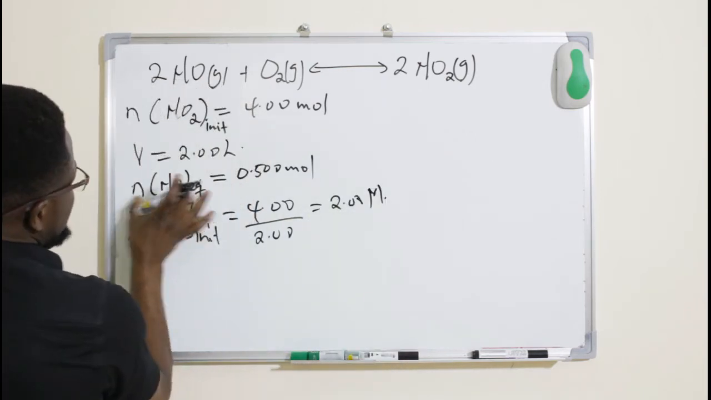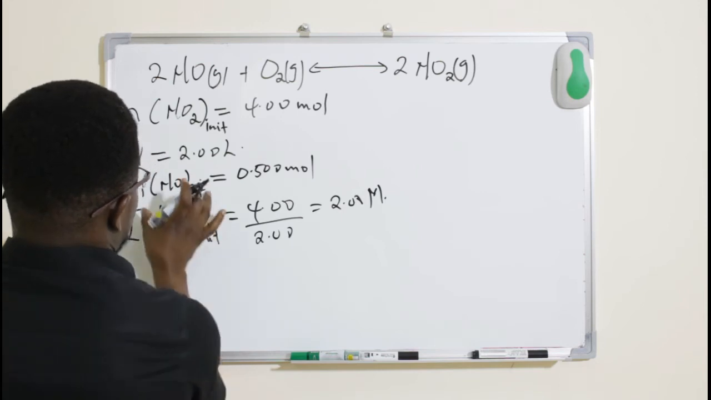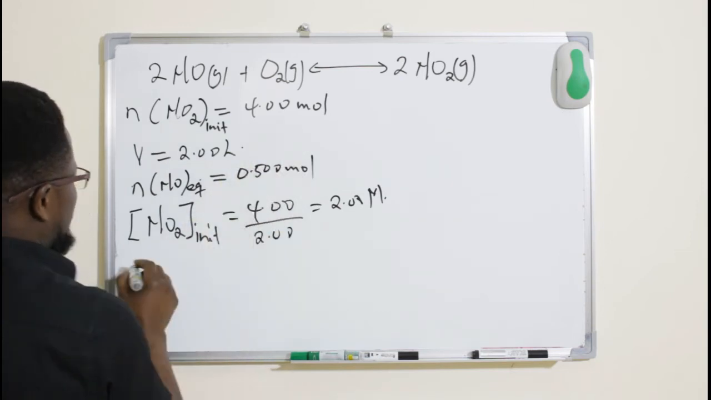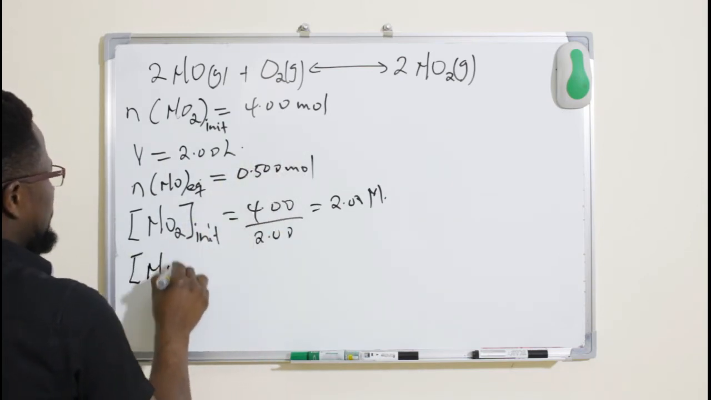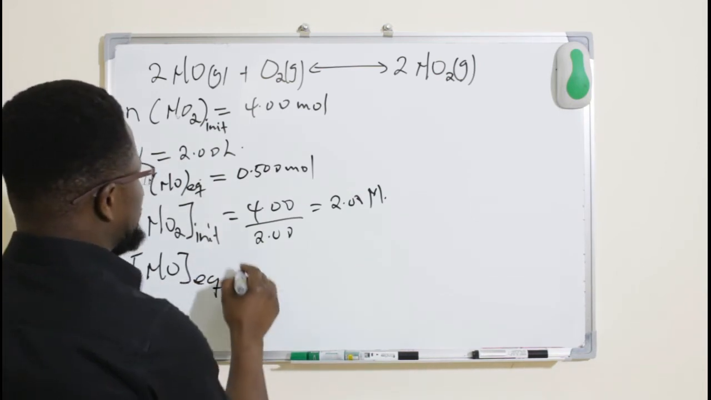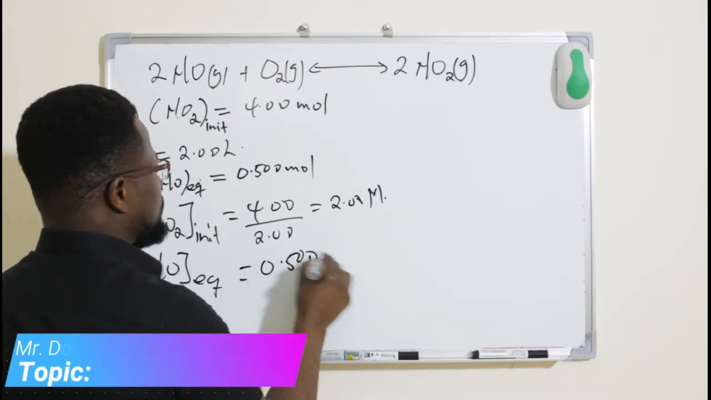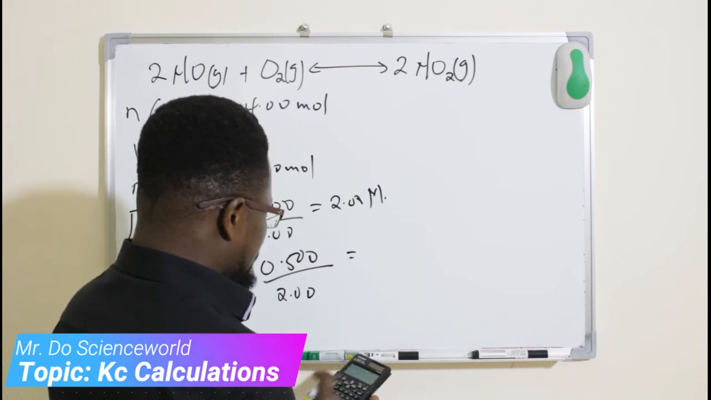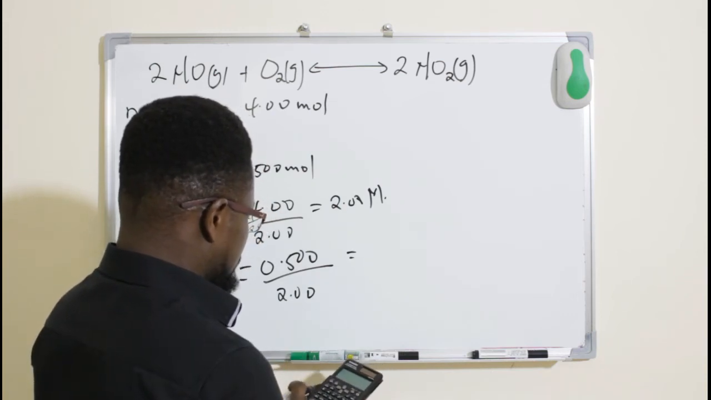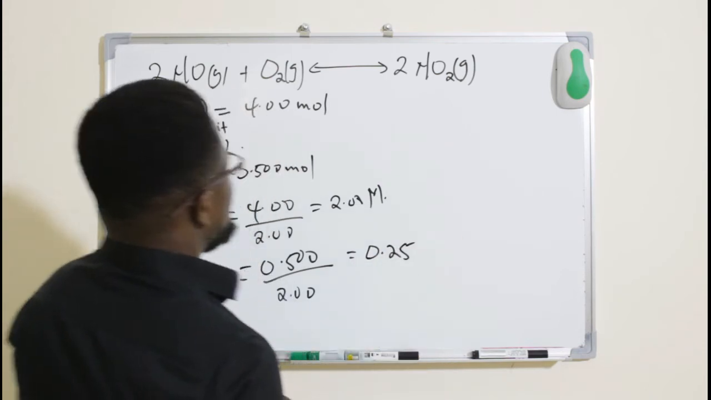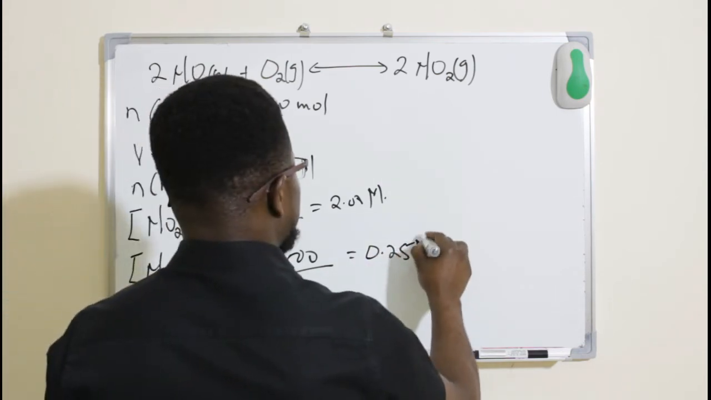Let's look at the equilibrium. At equilibrium, we were given the number of moles of NO to be 0.55. So let's convert that also into concentration. We find the concentration of that, but this concentration is at equilibrium. So that is 0.500 divided by 2.00, and that is given as 0.25. So we've gotten that to be 0.25 molar.